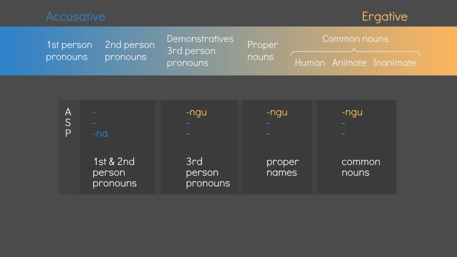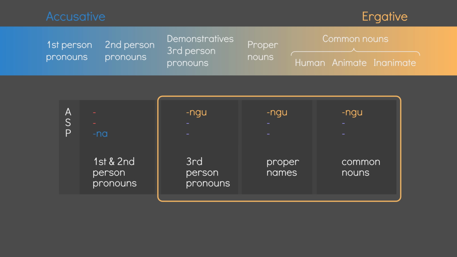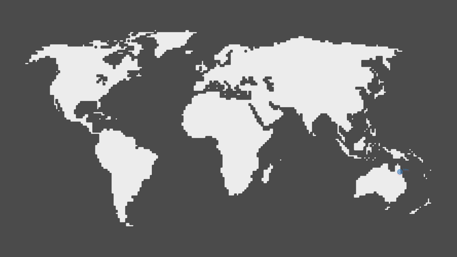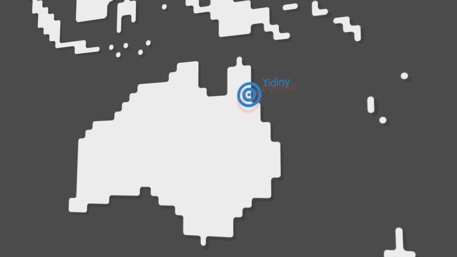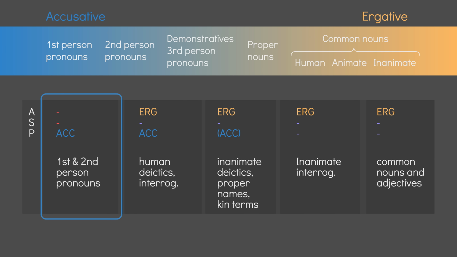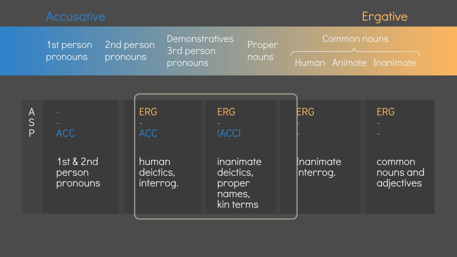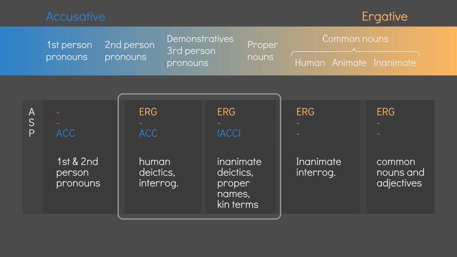First and second person pronouns are treated accusatively and everything else ergatively. But it's not always this neat. Yidiny, again in northeastern Australia, does this. Accusative on the left and ergative on the right, but in the middle is kind of a mix of both. In effect, a tripartite system, where S, A and P are all marked differently.